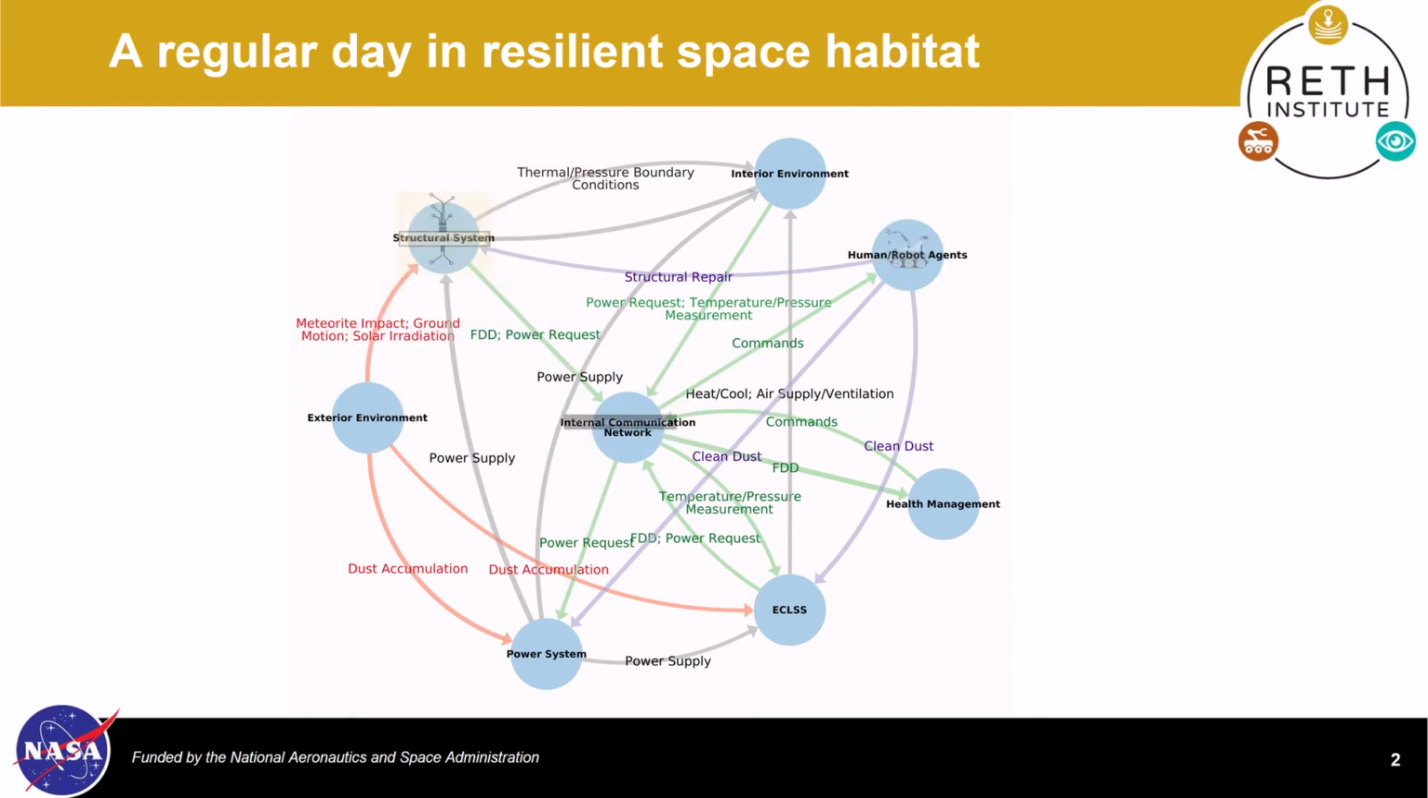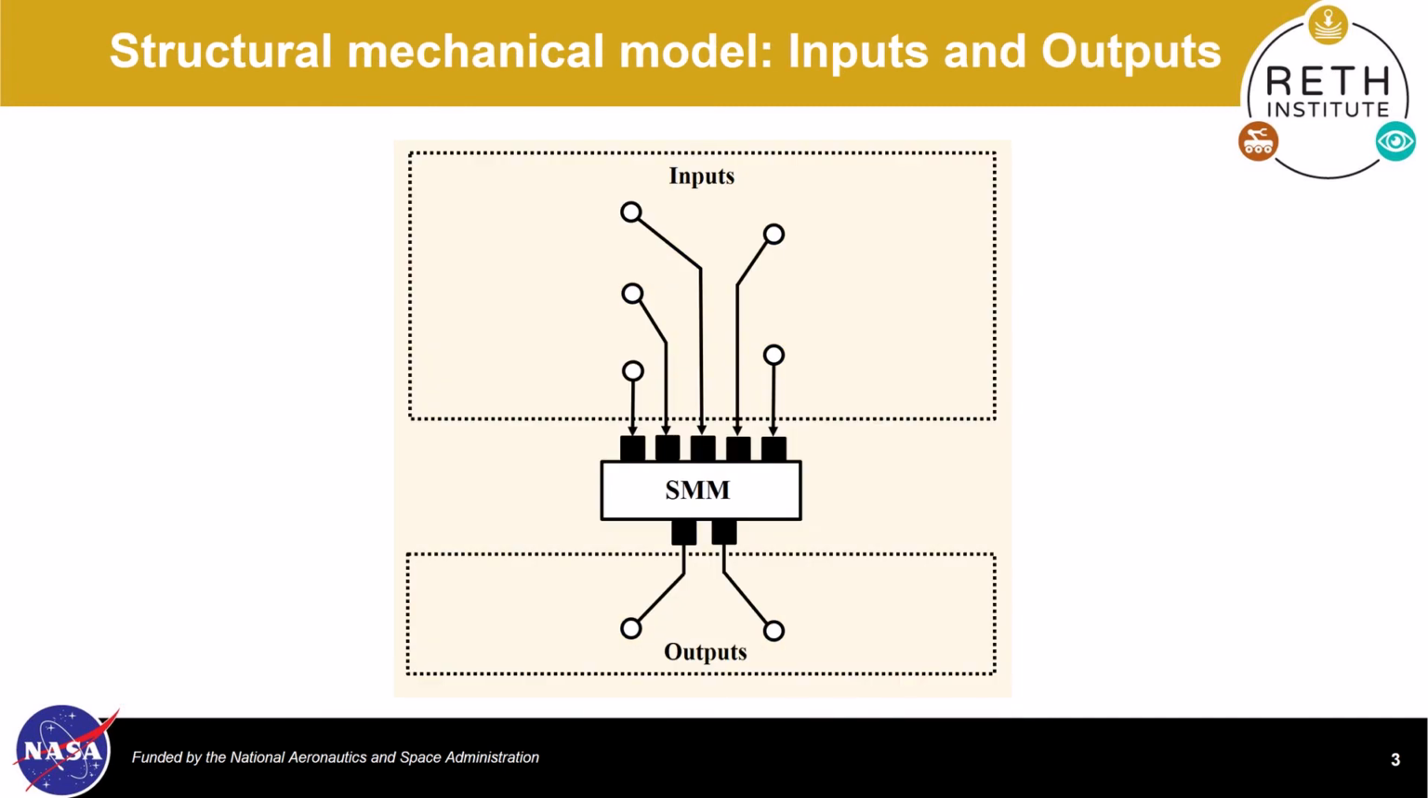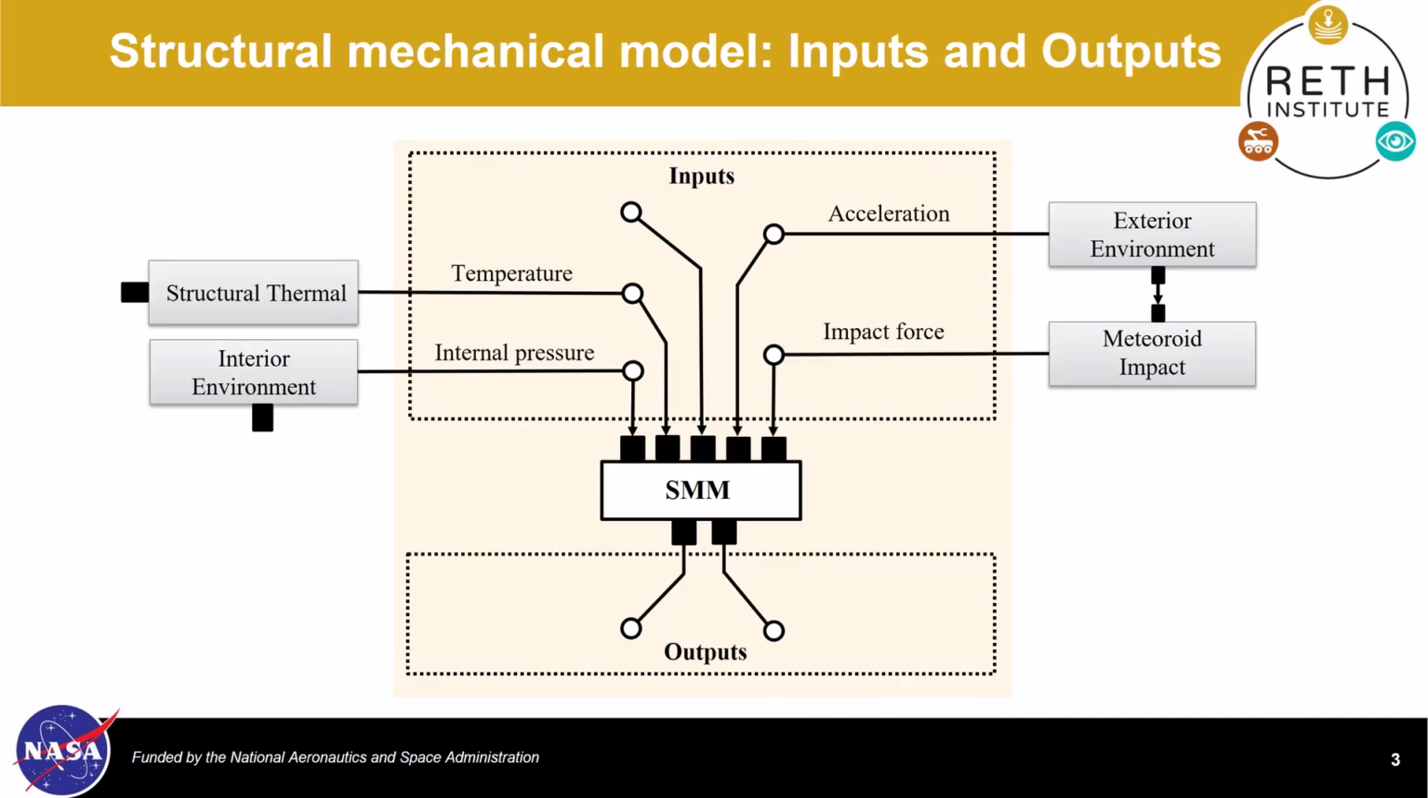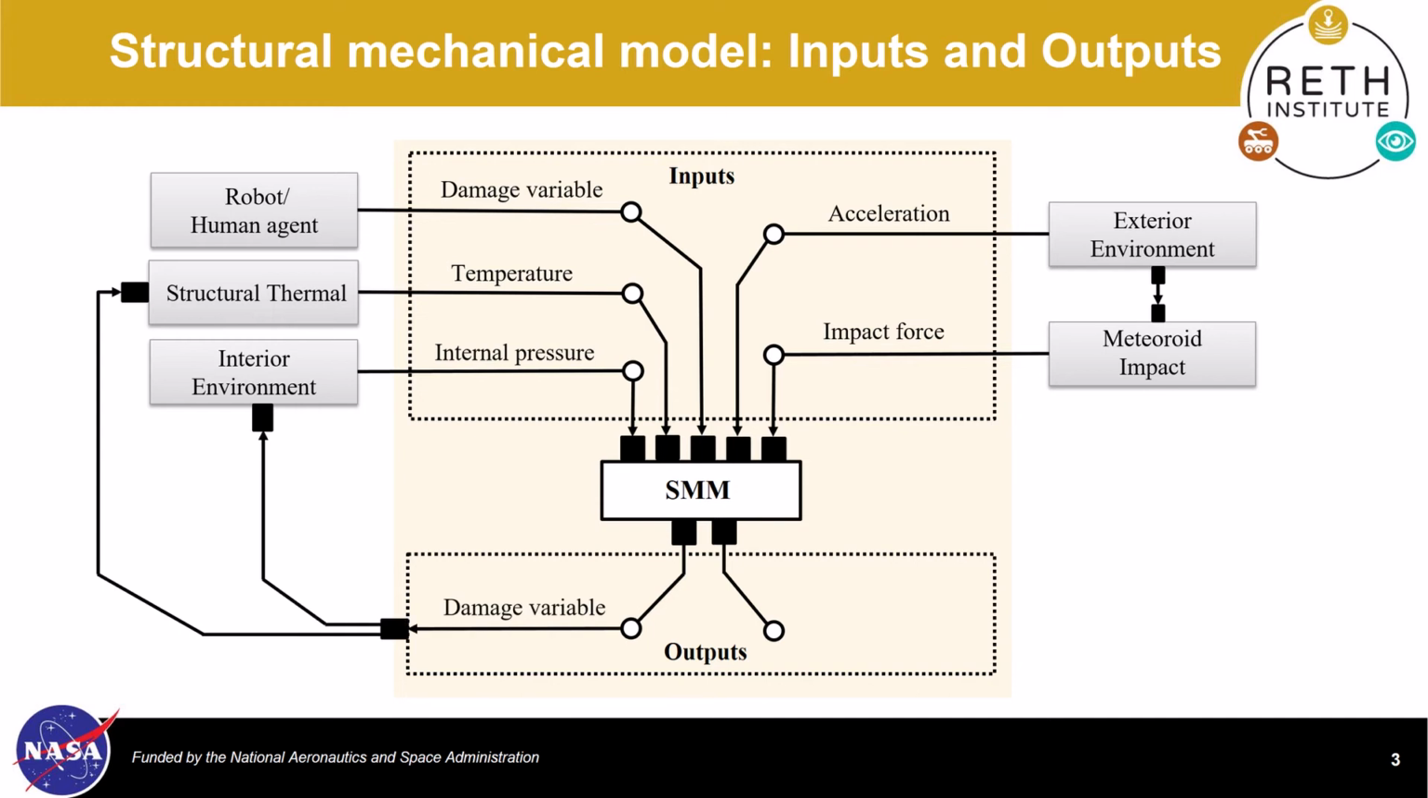SMM is an integral part of MCVT, or modular coupled virtual testbed, where it is highly interconnected with other models. The SMM takes external loading, such as temperature, internal pressure, acceleration, and impact force. It also reads and responds to a damage variable received from the robot or human model. The SMM passes the current state of the damage variable to the structural, thermal, and interior environment models, so these models can account for the damage condition of the habitat within their calculation. It also provides the acceleration response to the FDD. The output and input ports can be extended as required for this model.